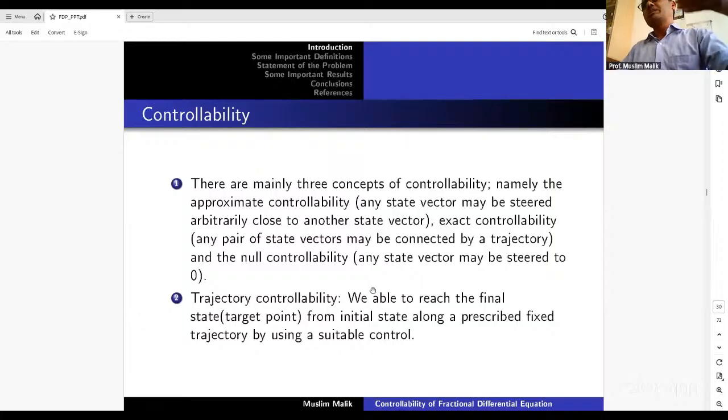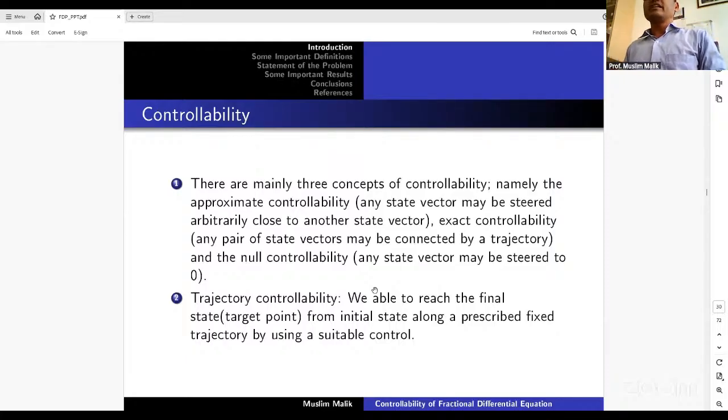There are different kinds of controllability: exact controllability, approximate controllability, and null controllability. Exact controllability means we achieve our target exactly by applying a suitable control. What is approximate controllability? We do not achieve the exact target, but we reach a small neighborhood of the target. This kind of controllability is called approximate controllability.